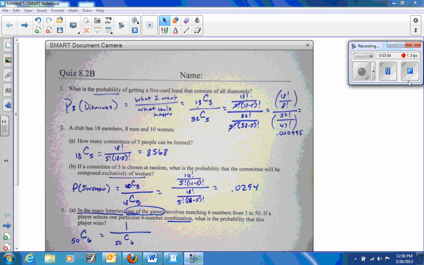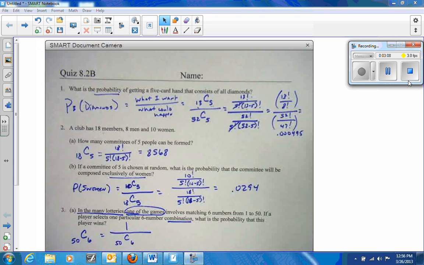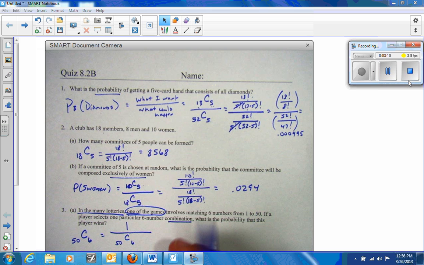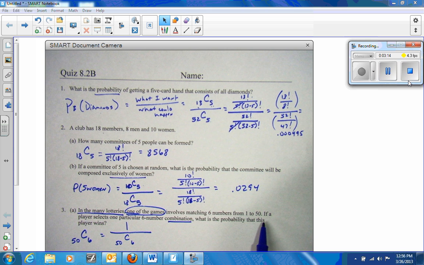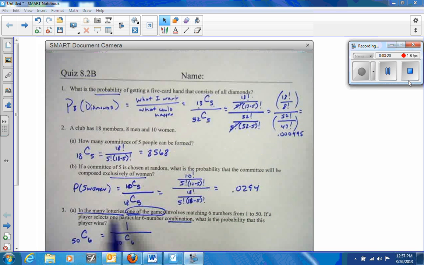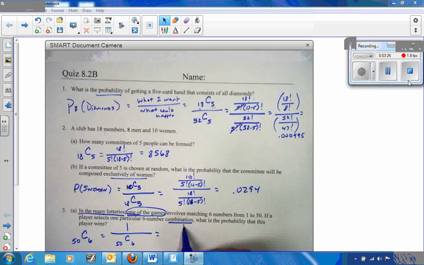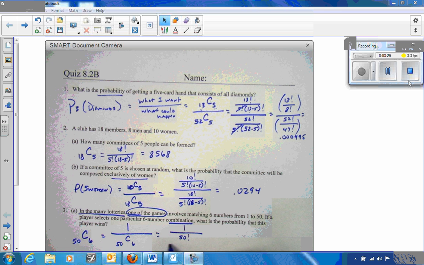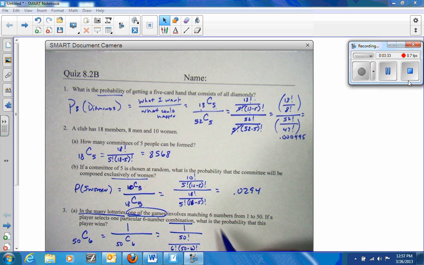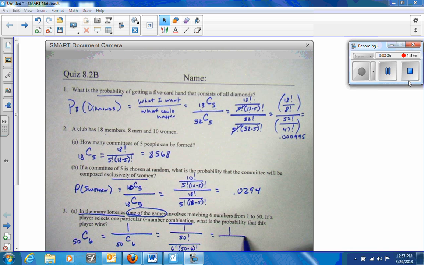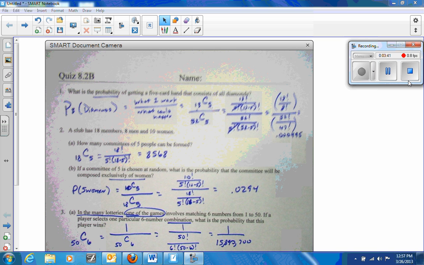Because it's in many lotteries, we always say it's a chance of 1 in a million or so. Well, in this case, we want to know, with numbers from 1 to 50, if a player selects one particular 6-number combination, what's the probability that the player wins? Well, we're going to play it just like that. So 1 over 50 factorial over 6 factorial times (50 minus 6) factorial. And what you end up getting is 1 out of 15,890,700.